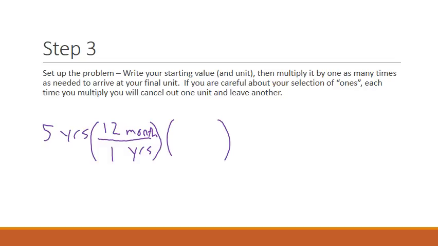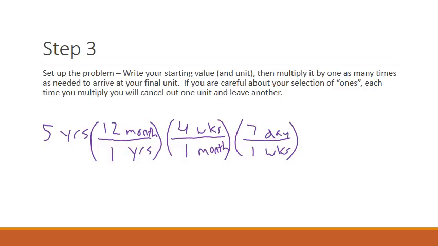Then I'm going to do my next step, which is months into weeks. I'm going to make another value of 1, and I'm going to put months on the bottom so it can cancel out the months on the top, and then put weeks on the top. I know that for every 1 month, I have 4 weeks. The last step is going from weeks, so I'm going to put week on the bottom because I want to cancel it out, into days. I know that for every 1 week, we have 7 days.